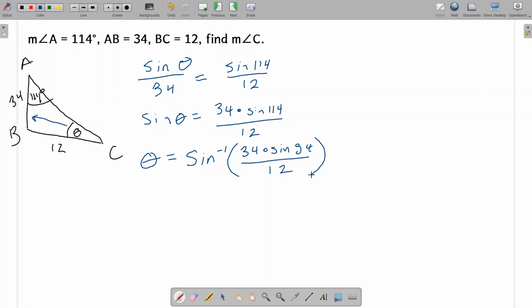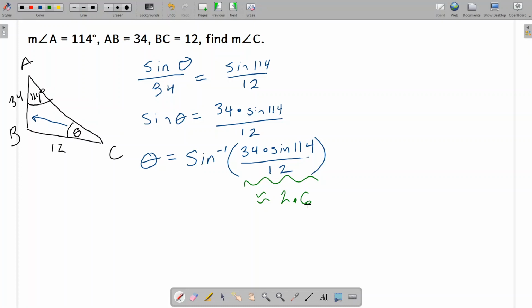I wrote 34 here, but it should really be sine of 114. If we do 34 times sine of 114 and divide that by 12, this value that we're trying to do inverse sine of is approximately 2.6, which is outside the range that sine works with.